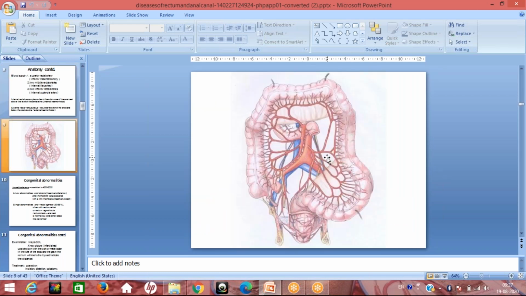So this picture clearly represents the vascular supply of the large intestine and anal canal. The terminal branch of the abdominal aorta has three lateral branches: the celiac artery, which supplies the foregut; the superior mesenteric artery, which supplies the midgut; and the inferior mesenteric artery, which supplies the hindgut.